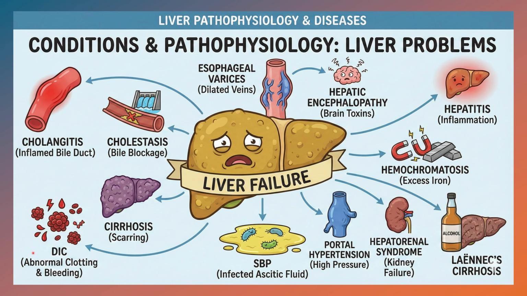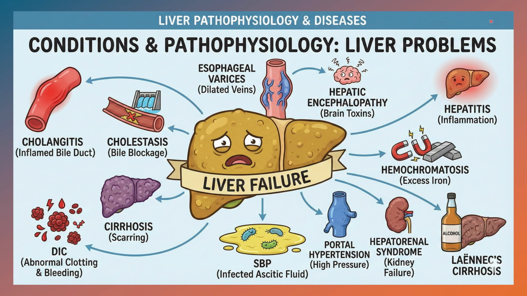Then we have DIC, which means disseminated intravascular coagulation, which is a serious condition causing abnormal blood clotting and excessive bleeding. Widespread clotting and bleeding can occur in severe liver disease.